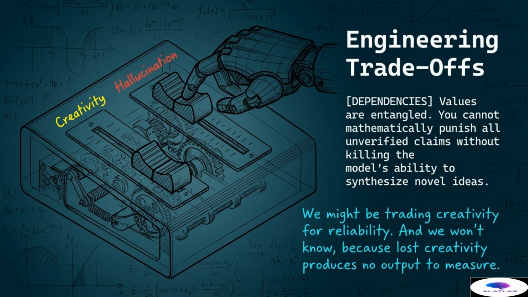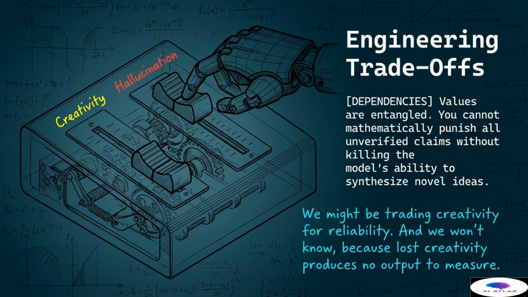Engineering trade-offs are a constant reality in AI development. One of the most significant trade-offs is between creativity and hallucination. These values are mathematically entangled because you cannot easily punish all unverified claims without also killing the model's ability to synthesize novel ideas. If we force a model to be 100% factual, it might become so restricted that it can no longer generate creative content or solve problems in unique ways. On the other hand, if we allow too much freedom, we end up with hallucinations and false information. We are essentially trading creativity for reliability and vice versa.